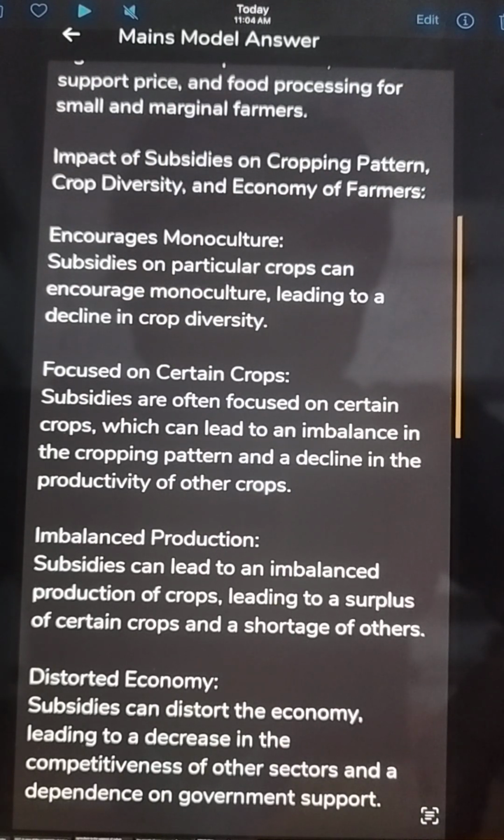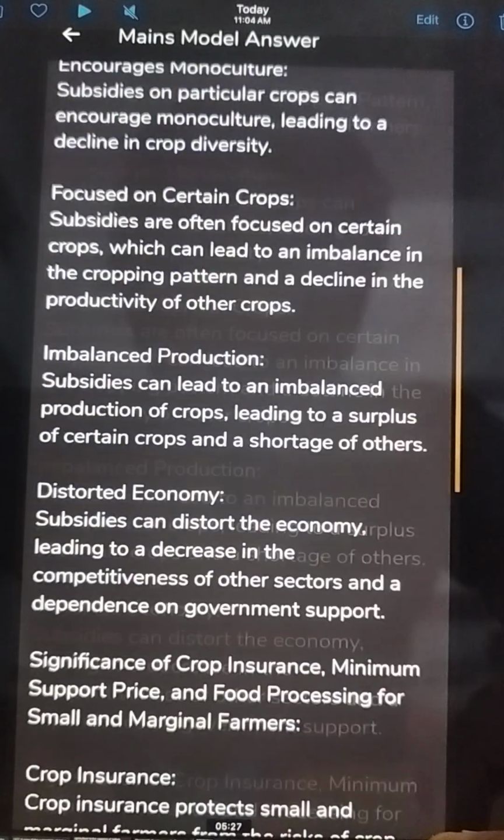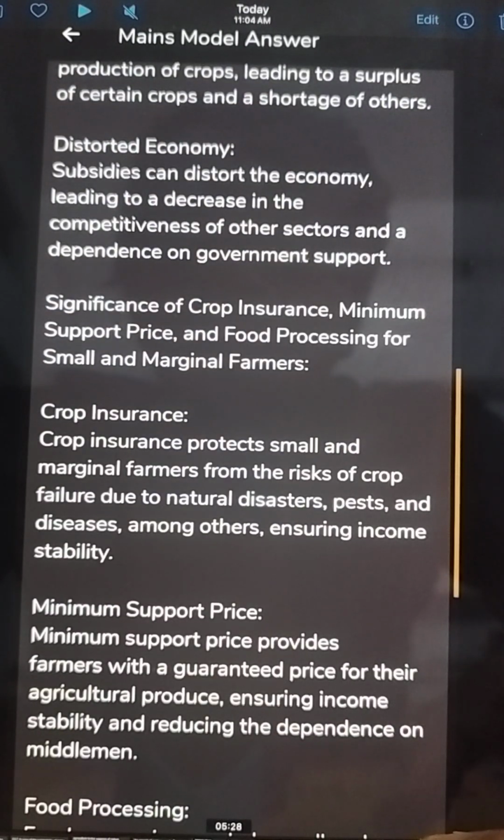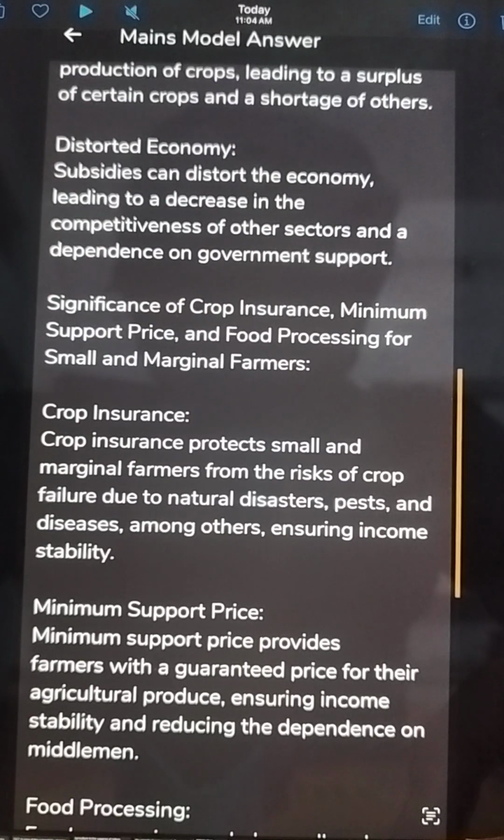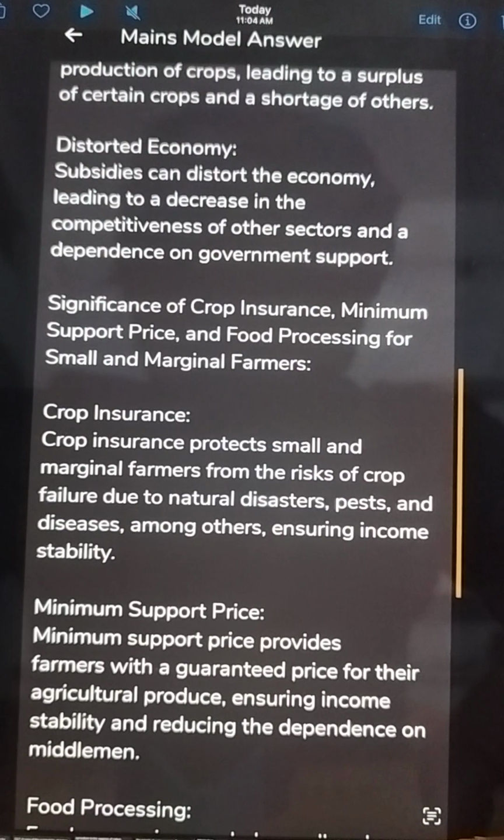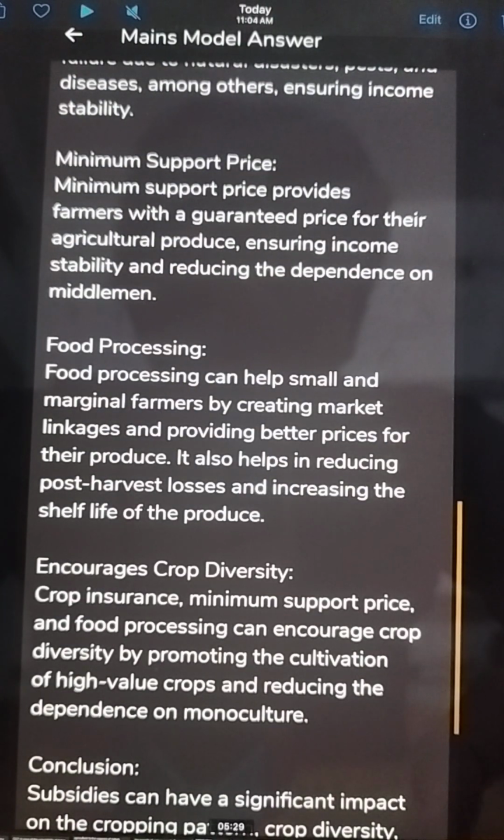Then distorted economy. Subsidies can distort the economy, leading to a decrease in competitiveness of other sectors and dependence on government support. Then the significance of crop insurance, minimum support price, and food processing for small and marginal farmers. First is crop insurance. It protects small and marginal farmers from the risk of crop failure due to natural disasters, pests and diseases, among others, ensuring income stability. Then comes MSP. MSP provides farmers with a guaranteed price for agricultural produce, ensuring income stability and reducing dependence on middlemen.